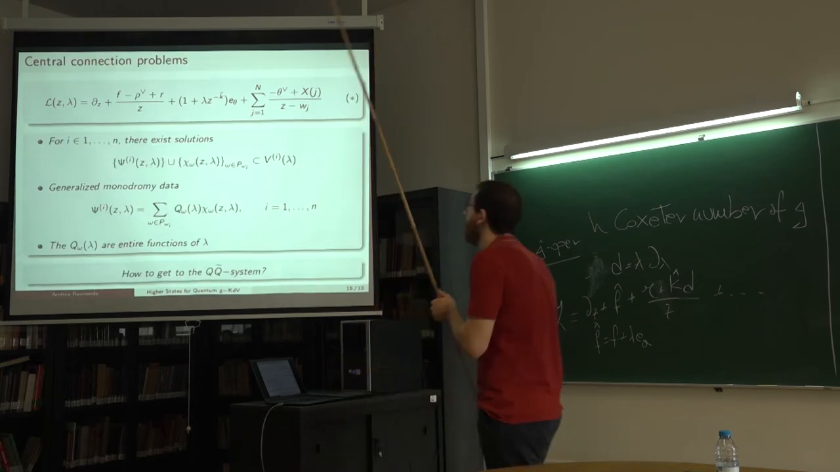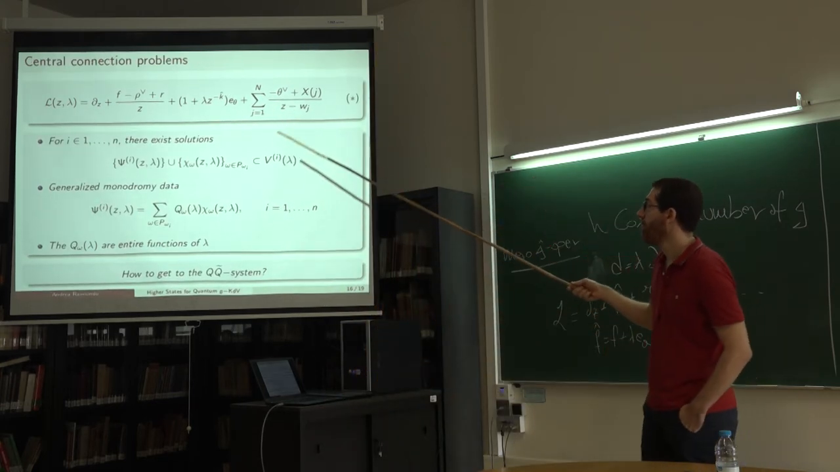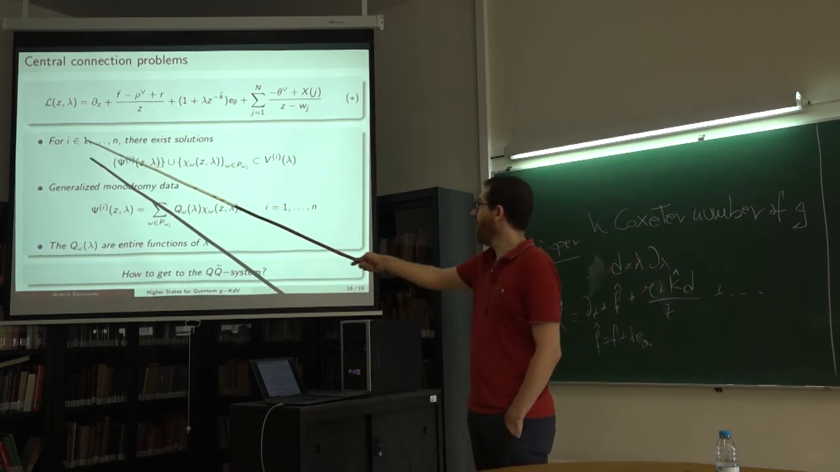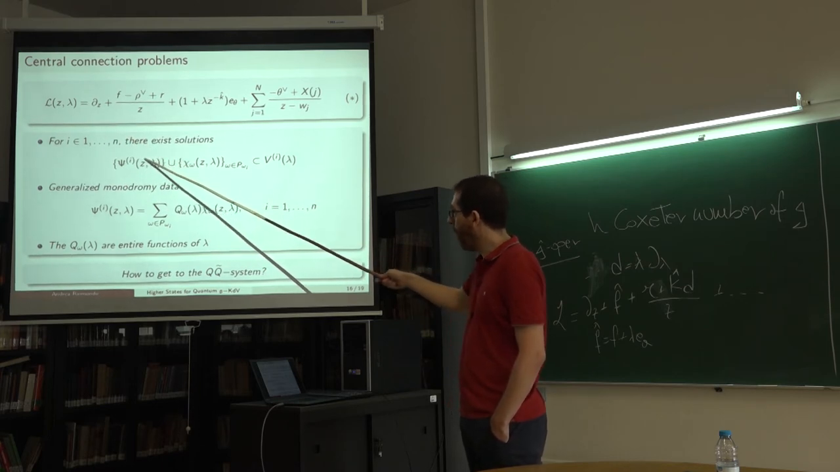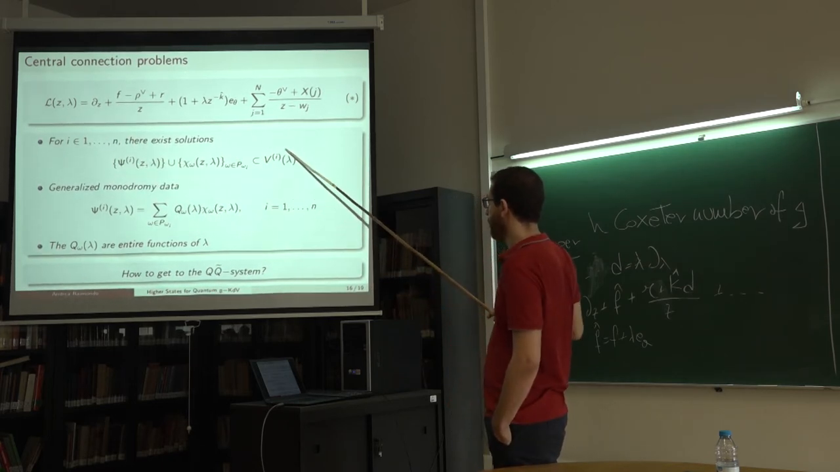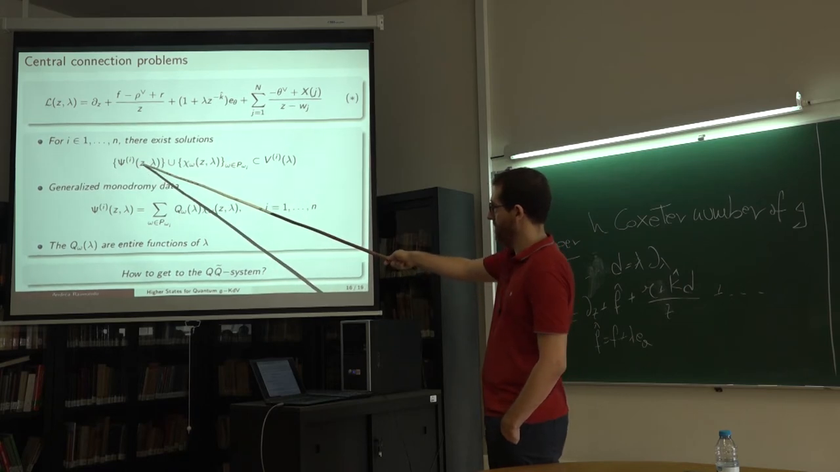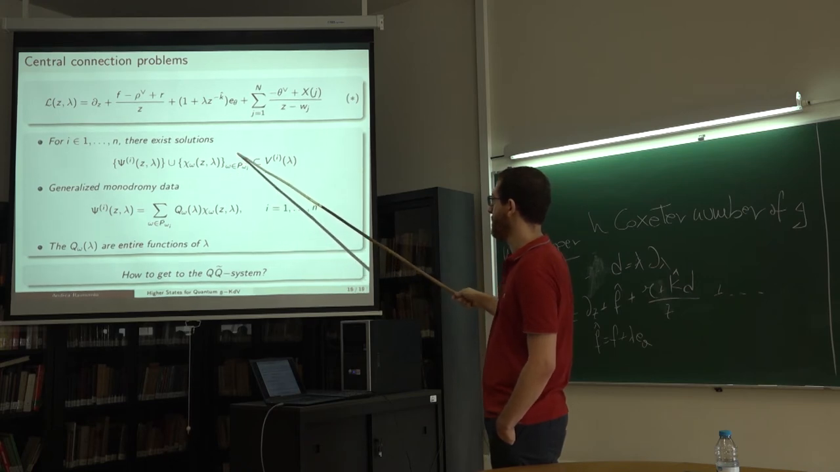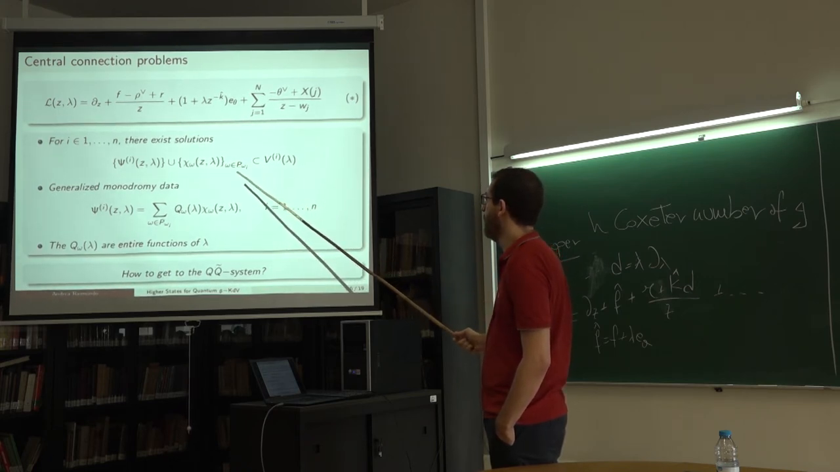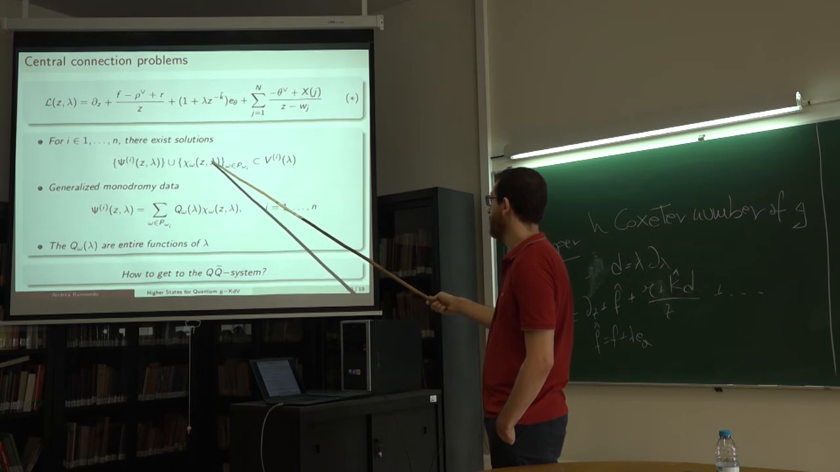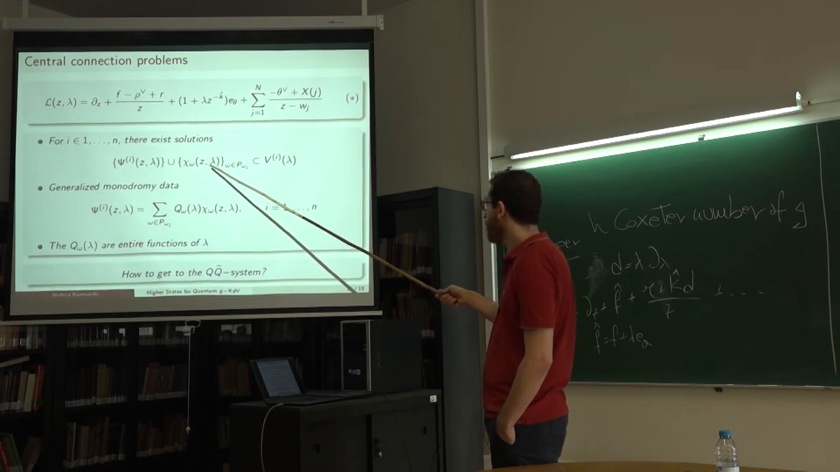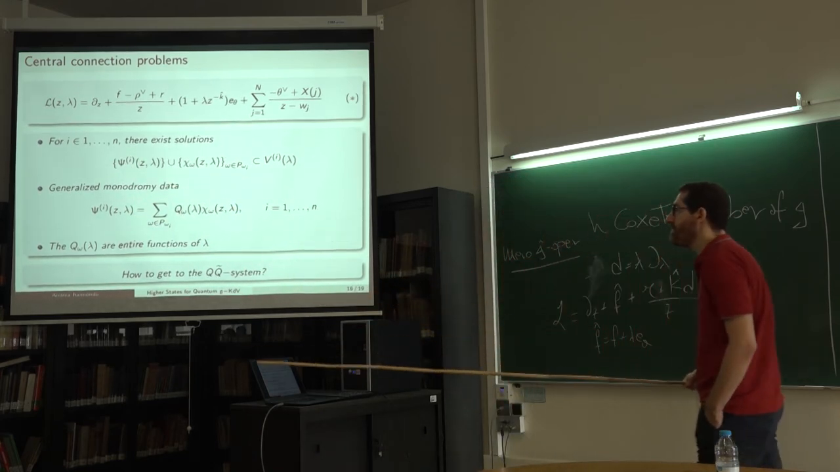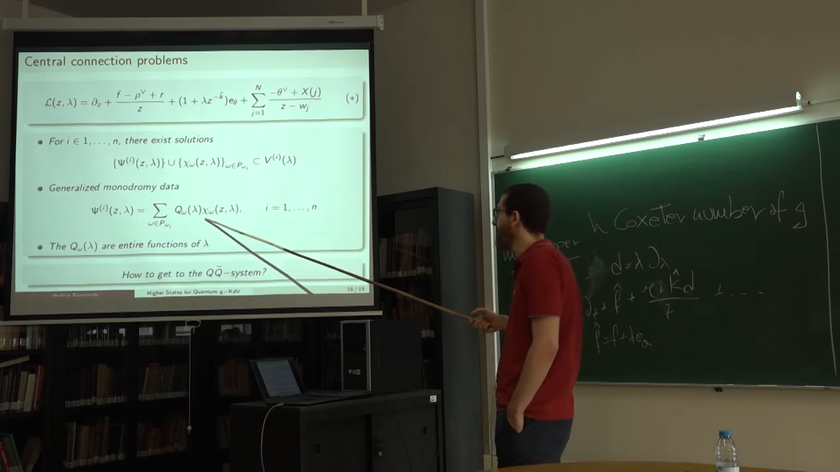Okay, so again, this is our upper, and just recalling what I said in the last two slides, for each i, there is one subdominant solution with values in V_i, subdominant at infinity, and a basis of eigenvectors for the monodromy matrix at zero. And this is a basis, so you can write psi in terms of this basis.